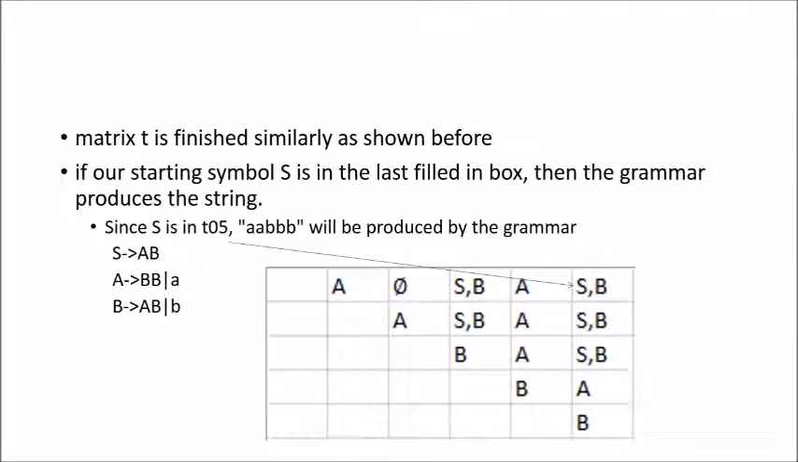Matrix T is then finished similarly as shown before, and if our starting symbol S is in the last filled box, then the grammar produces this string. In our example, since S is in T05, AA, B, B, B will be produced by the grammar.